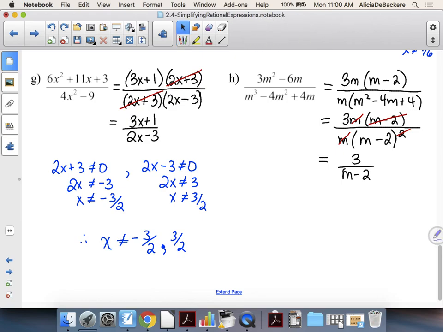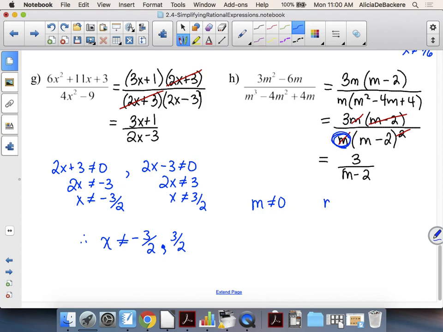Now we're going to state our restrictions. So again, I'm going to take a look at my factored form. So I'm thinking about I had m times a bracket when I had fully factored. That tells me that the m cannot equal 0. So that came from this guy here. And then I have to think about, well, those two brackets, I need m minus 2 cannot equal 0. And so that tells me that m cannot equal 2. So therefore, my restrictions.